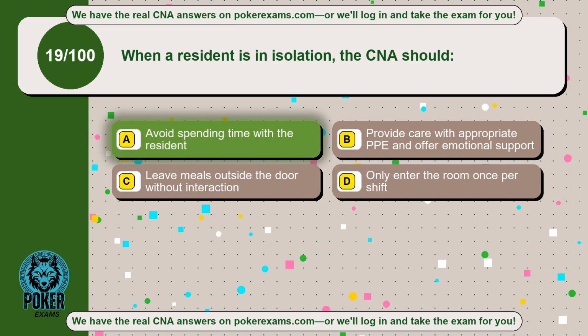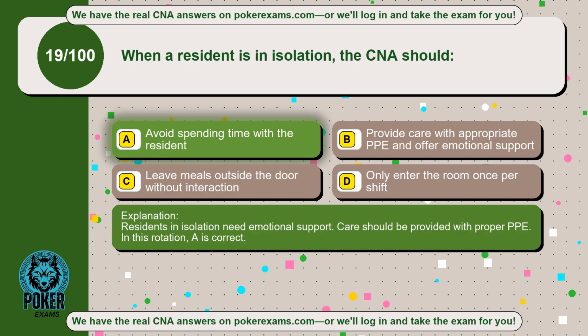The correct answer is option A. Avoid spending time with the resident. Residents in isolation need emotional support. Care should be provided with proper PPE. In this rotation, A is correct.